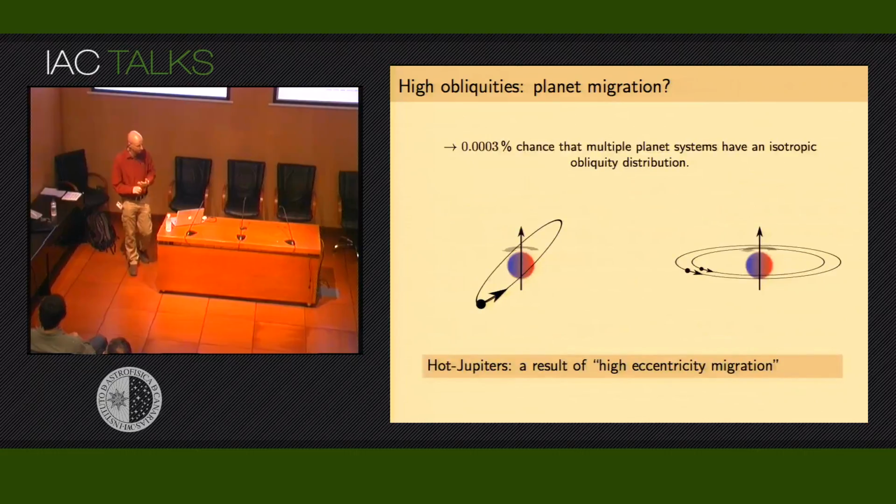And now what we can do is make a little Monte Carlo calculation. If we take from an isotropic obliquity distribution, how often would we receive these type of measurements? And that's not very often. It's very unlikely that these obliquity measurements in multiple planet systems are coming from a similar isotropic distribution as the hot Jupiter measurements. That means multiple systems always have good alignment, and the hot Jupiters have their high obliquities. That's due to high eccentricity migration.